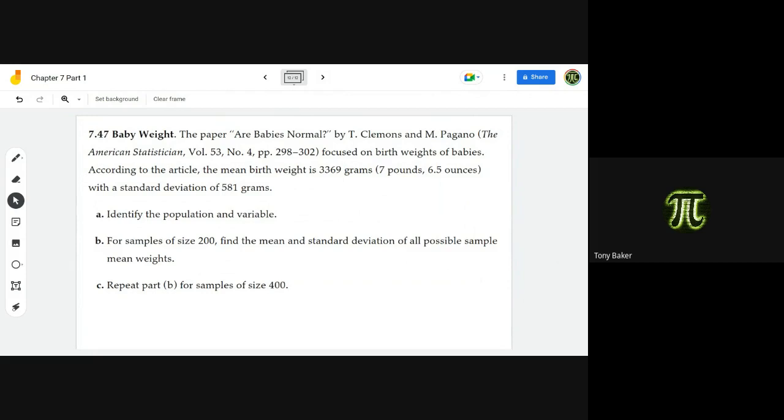To be fair, that's a weird title of a paper. Our baby's normal.